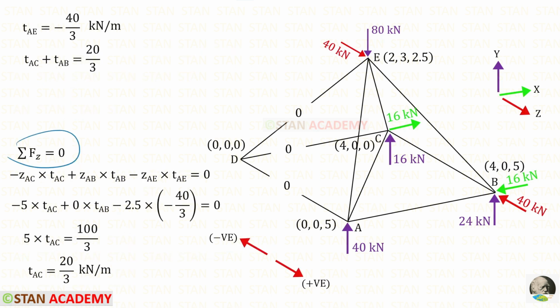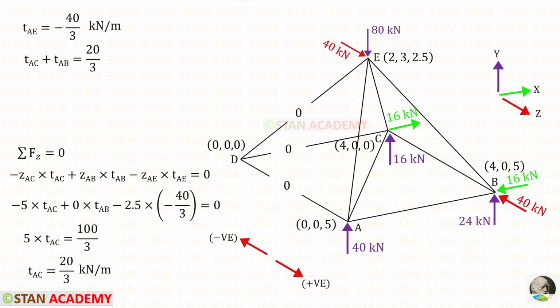Now let us apply this rule. We have to multiply the distance of every member with the tension coefficient of the same member, and then we have to add any reaction or load in the z direction, then equate the summation to 0. In the joint A, there is no load or reaction in the z direction.